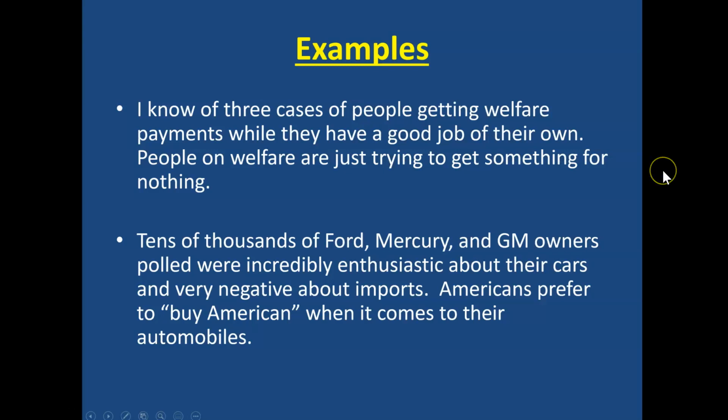Here's a couple very simple examples. I know of 3 cases of people getting welfare payments while they have a good job of their own. People on welfare are just trying to get something for nothing. So here you're making a hasty generalization from a sample of 3 people that you know are getting fraudulent welfare payments, and then the conclusion jumps to all people on welfare are just trying to get something for nothing. Hasty generalization.